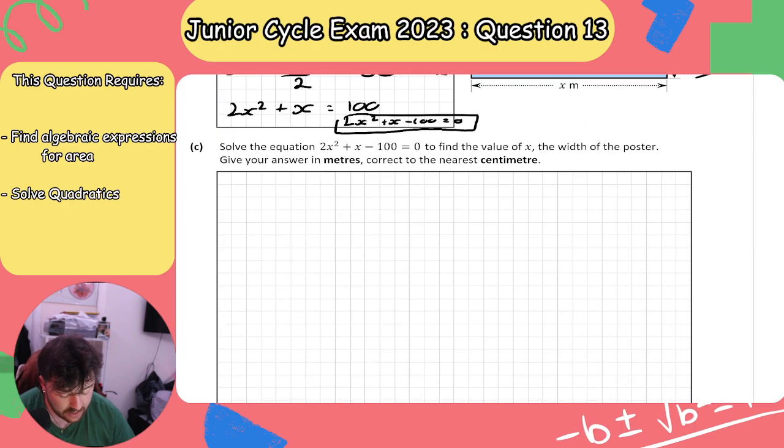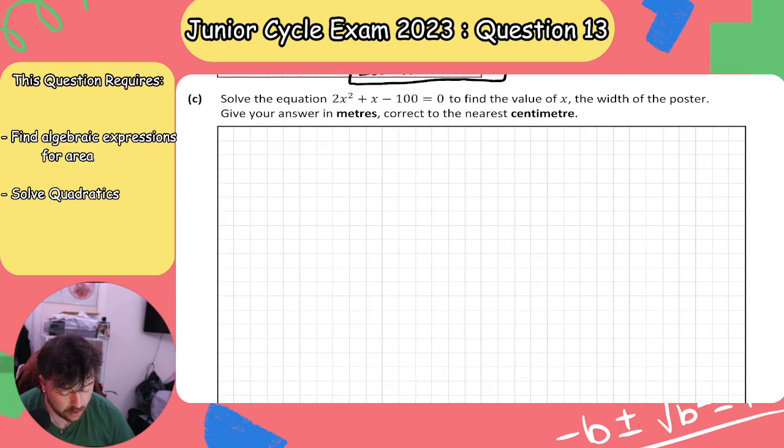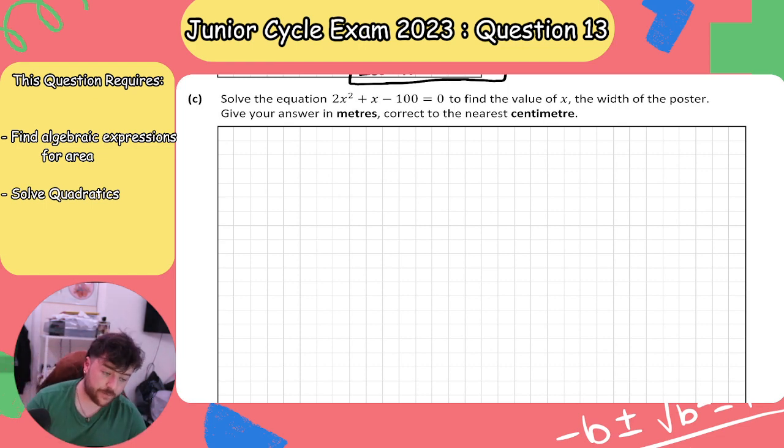Right, now finally, question C, solve the equation 2x squared plus x minus 100 equals 0. Find the value of x, the width of the poster. Give your answer in meters, correct to the nearest centimeter. So we now have to solve this quadratic equation. But like that's it. We have to solve it. They give us the quadratic equation. We're not finding the quadratic equation. We're just asked to solve it. And it doesn't say what method to use.